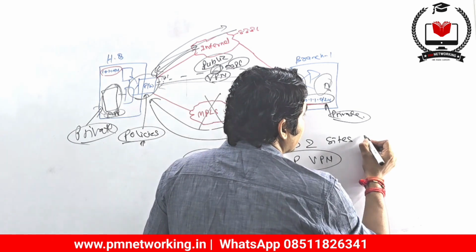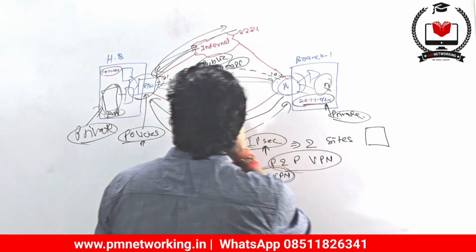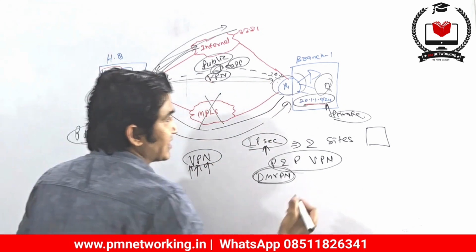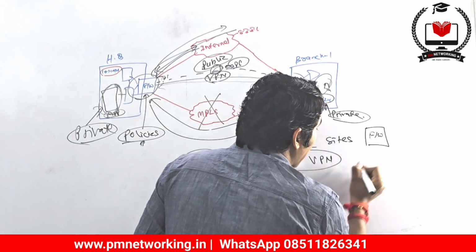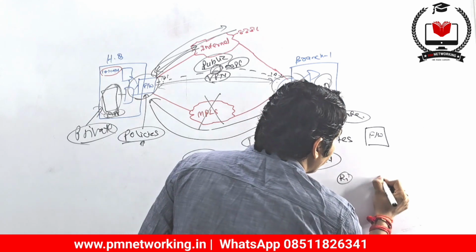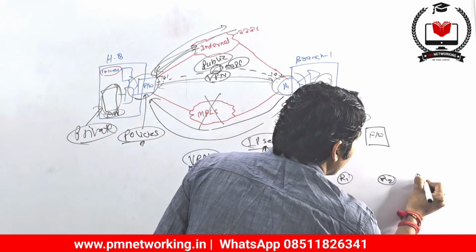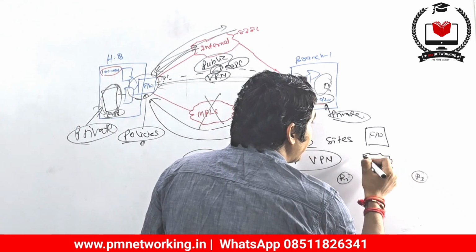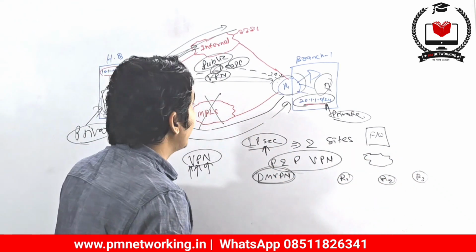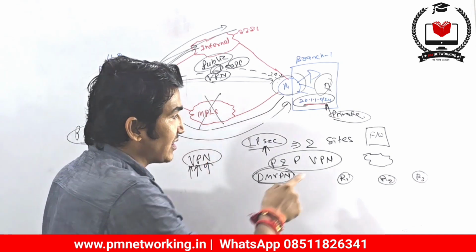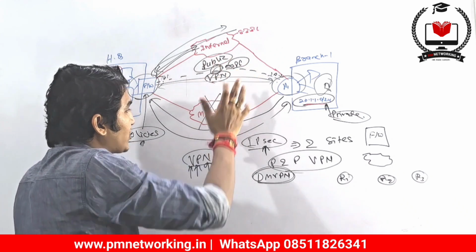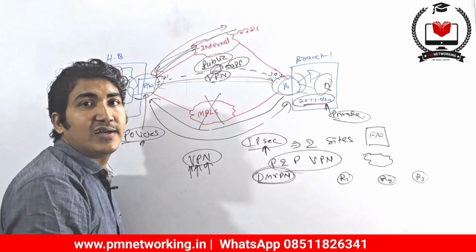Let's suppose this is my firewall, headquarter. This is the branch office. Like this, I have multiple branch offices, R1, R2, R3. How can I connect all these branch offices together? In between we have the internet, right? We definitely have MPLS as well, but I am talking about the internet only now. But on the internet, how can we secure the data?